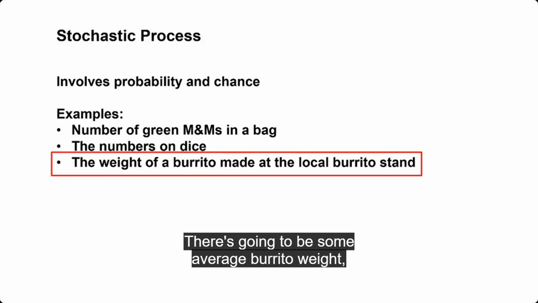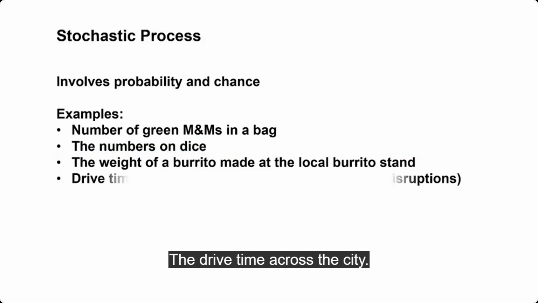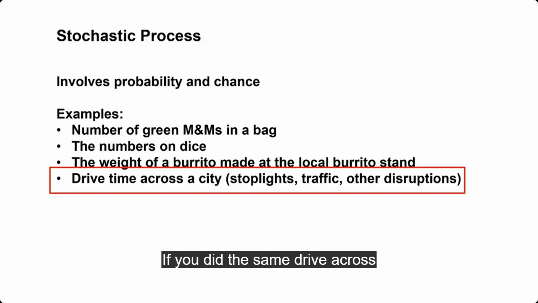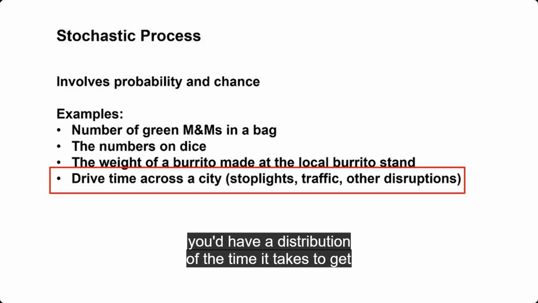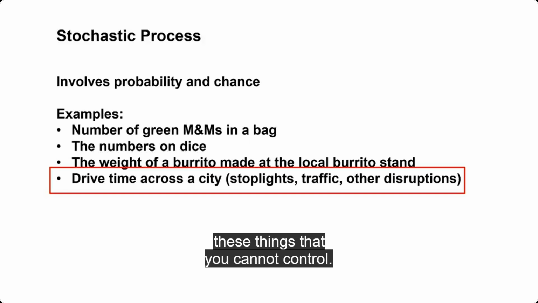There's going to be some average burrito weight, but you're going to have some sort of standard deviation or variance. The drive time across a city. So you have stoplights, traffic, other disruptions. And if you did the same drive across a city at the same time of day, you'd have kind of a distribution of the times it takes to get across the city due to these things that you cannot control.